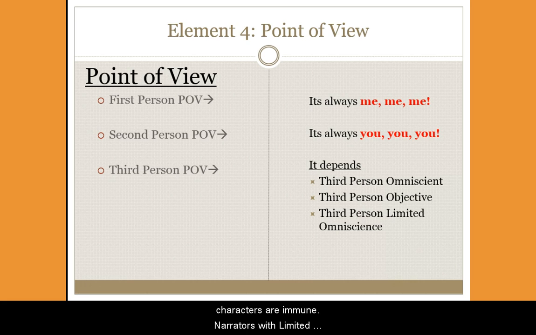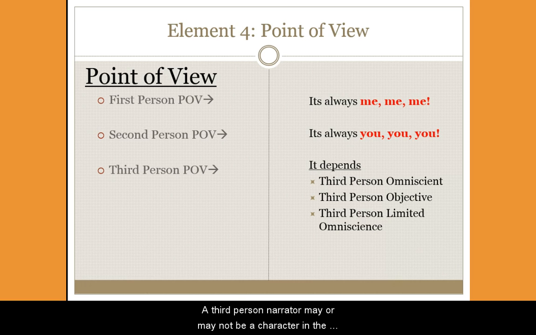Narrators with limited omniscience only know the thoughts and feelings of one or two characters, while the rest are only known by their actions and words, which sometimes misleads us in stories as well as in life. With a third-person objective point of view, the reader only knows the characters by their descriptions, dialogue, and action.